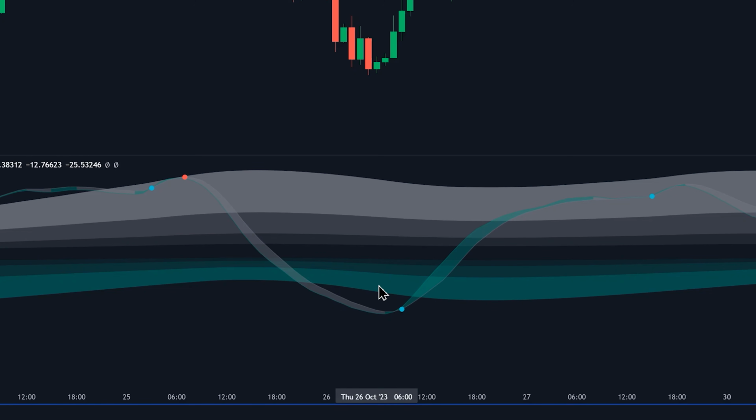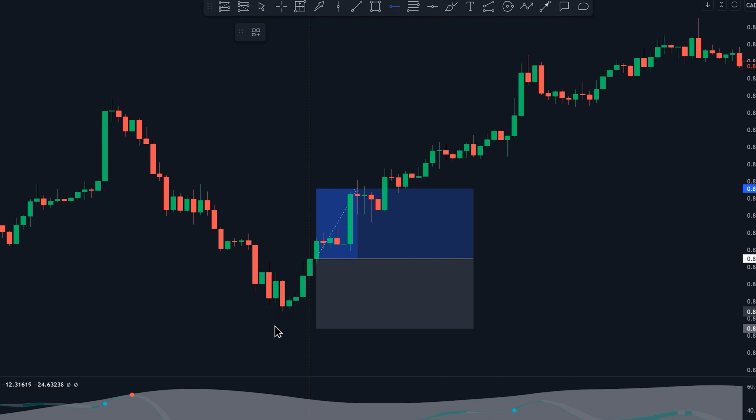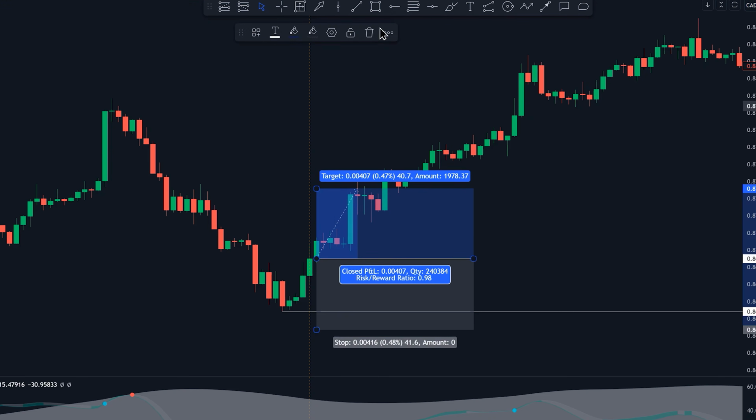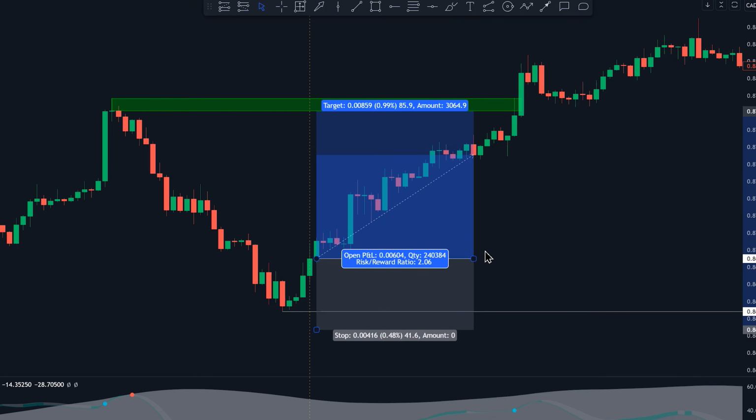Well, in this case, you could consider entering a long position. Your stop loss could be placed below the most recent swing low, and you might aim for a take profit based on a previous resistance level, or you may even want to use a risk-reward ratio of 1 to 1.5.